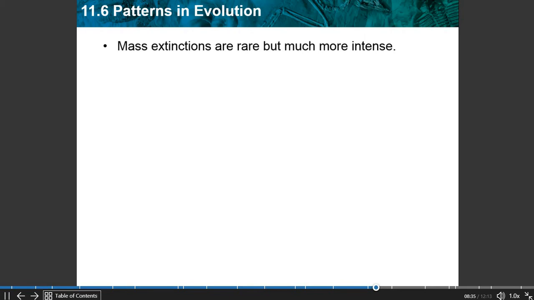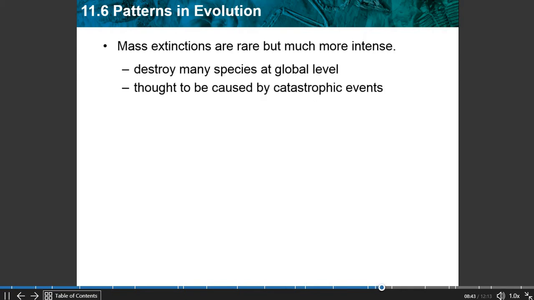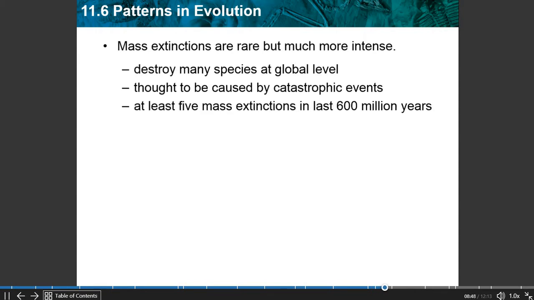Mass extinctions, like I said, are rare but much more intense. They destroy many species at a global level and are thought to be caused by catastrophic events. At least 5 mass extinctions have happened in the last 600 million years.